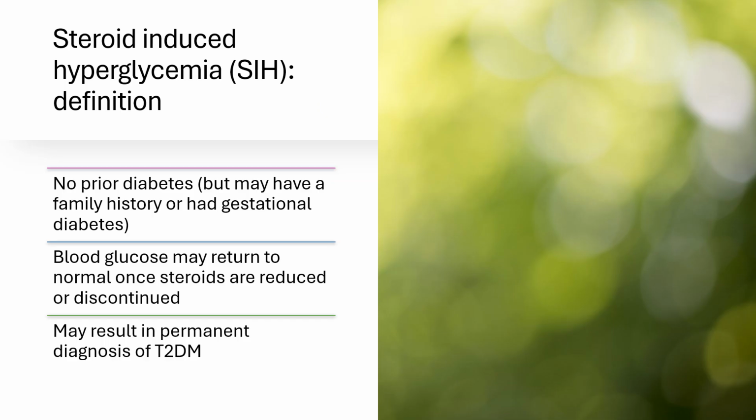So steroid-induced hyperglycemia means they didn't have diabetes before. They may have had a family history or gestational diabetes, but they don't have diabetes when they start the steroid. And when they're taking the steroid, it makes their glucose levels go up. So once the steroids are discontinued, the glucose may return to normal, or it may kick them over into type 2 diabetes. So that's where they would not have SIH anymore.